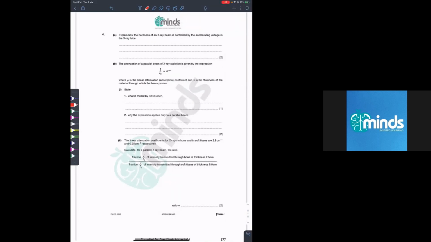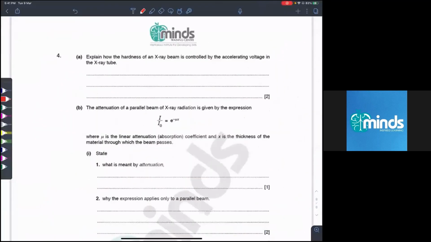Okay, I guess both of you are done solving this. Let's quickly discuss the answers. Explain how the hardness of an X-ray beam is controlled by accelerating voltage in the X-ray tube. If you are increasing the voltage, you are increasing the kinetic energy of the electron. If you are increasing the kinetic energy of the electron, you are actually increasing the energy of the emitted photon. And increasing the energy of the photon means you are increasing the penetration power. Did you mention the same thing?